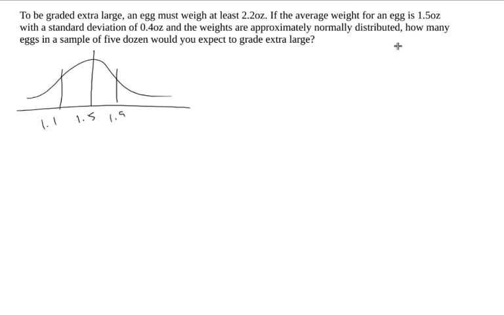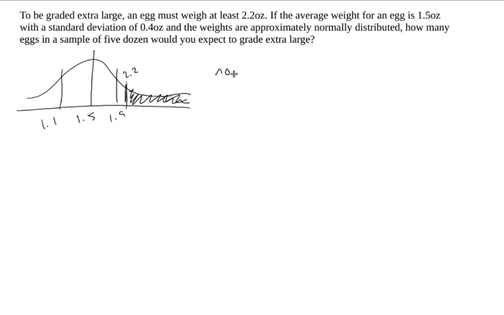How many eggs in a sample would I expect to grade extra large? Extra large is at least 2.2, so 2.2 is somewhere a little bit farther than the 1.9 there. Extra large is going to be 2.2 or bigger, because it says at least 2.2 ounces. So I have a cutoff, and I'm looking for an area here to find the probability that a given egg is graded extra large.